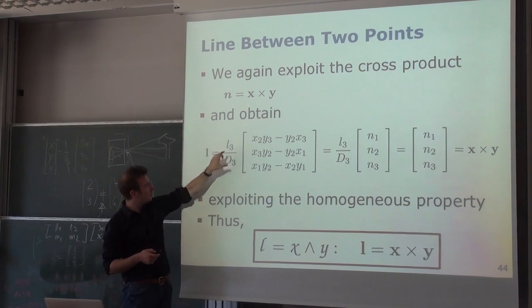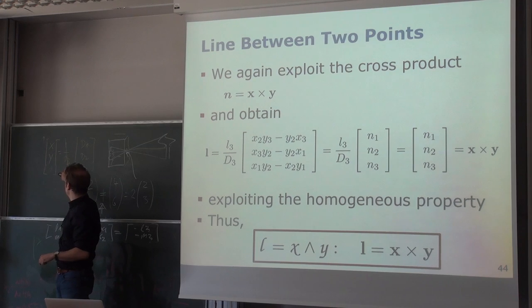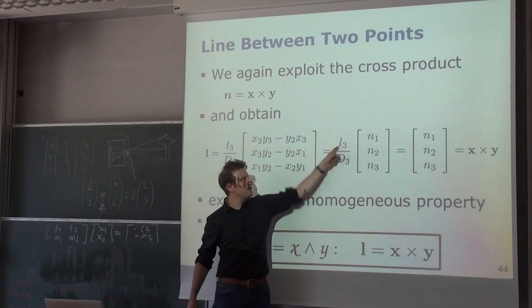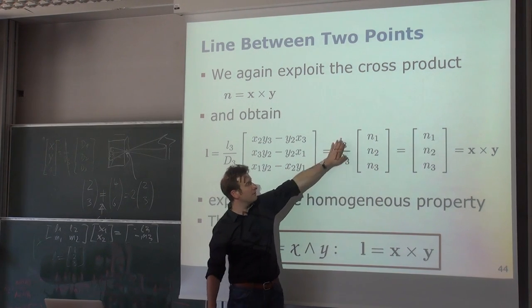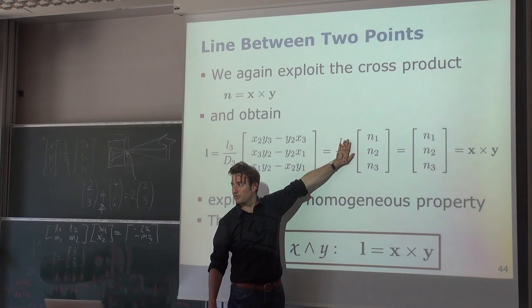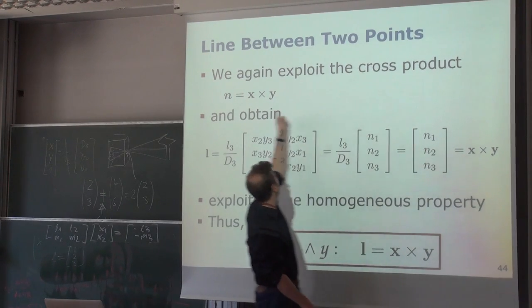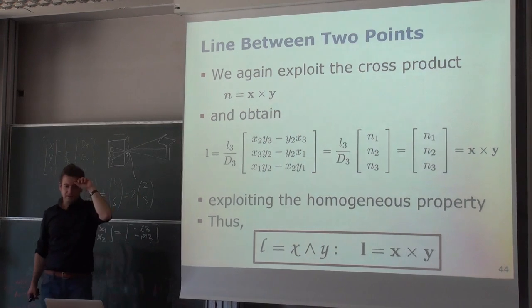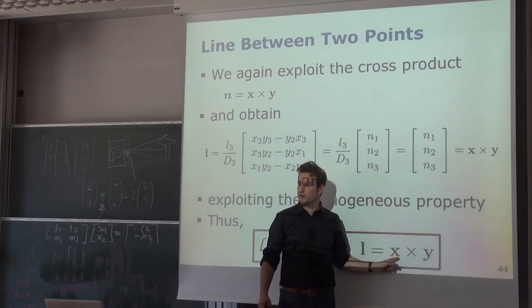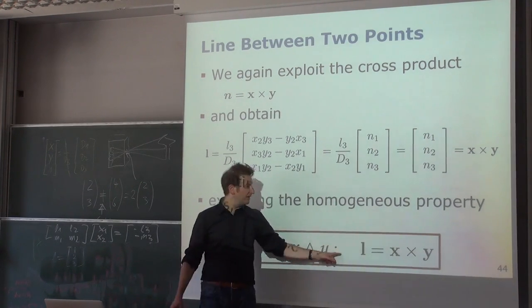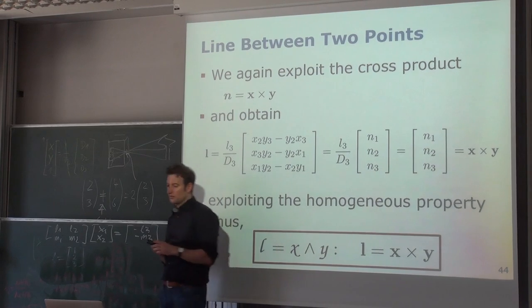This is basically more or less exactly the same as what we did over here. Moving this 1 divided by d out, the only difference is we move L3 divided by D3 out. And then through the homogeneous property, I can actually drop that factor because it's just my scalar lambda. And then the only thing that remains are n1, n2, and n3, which are the three components resulting from the cross product. So I can use the cross product of 2 points in homogeneous coordinates in order to obtain the line which connects those 2 points. Also something which is very easy.